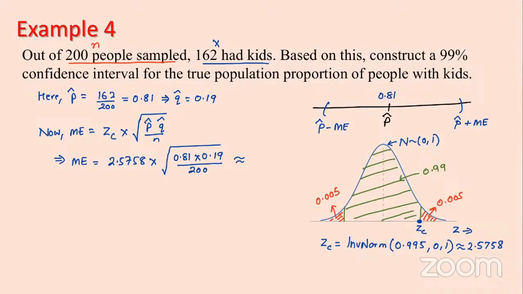But in this one, now let's see. Everybody look at the screen. If you look at our confidence interval here, the point estimate is 0.81, right? It is up to 2 decimal places. Do you see that? 0.81. So when you find the margin of error, also round it to 2 decimal places. So it will be 0.07. Okay.